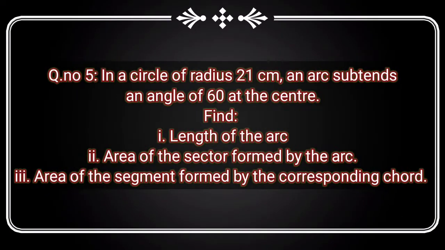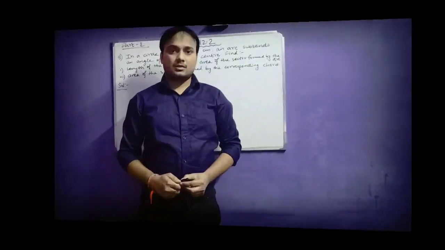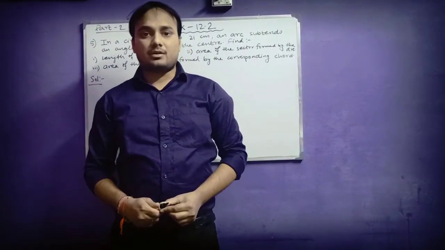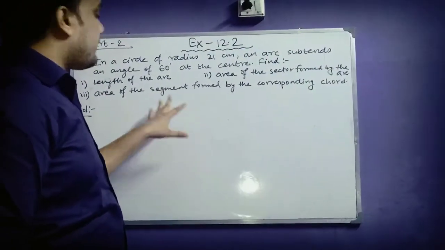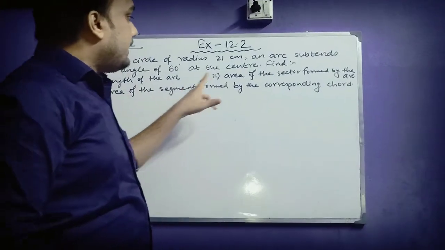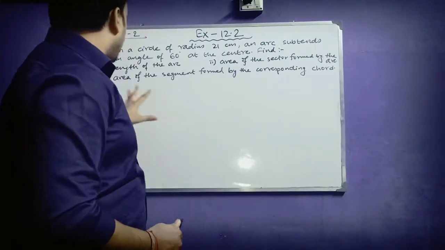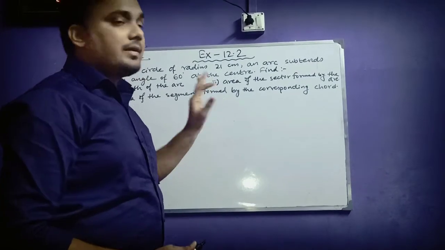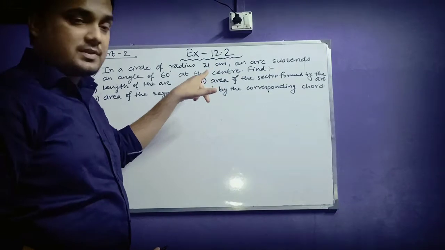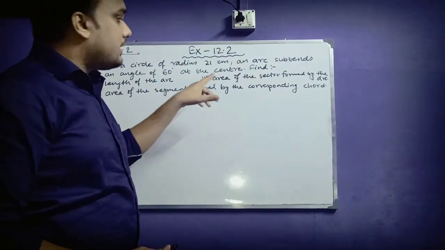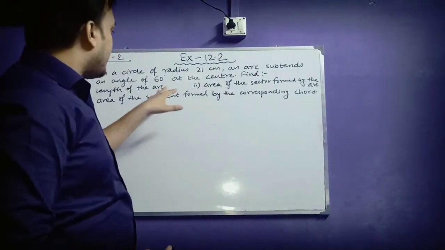Now let us move to our next question, question number 5 here. Let us see what the question is asking us to find. We need to find 3 things here: the length of the arc, the area of the sector formed by the arc, and then the area of the segment formed by the corresponding chord. We know the radius is 21 centimeter for the circle, and the central angle of the arc, or you can say the sector, is 60 degree.